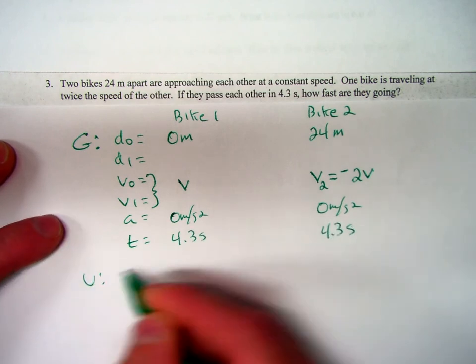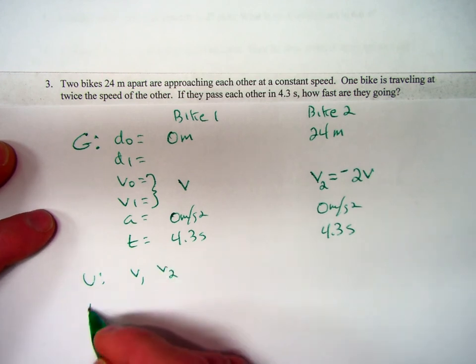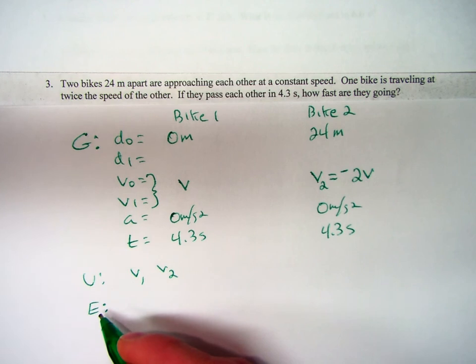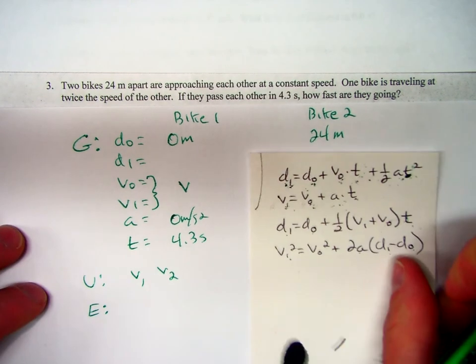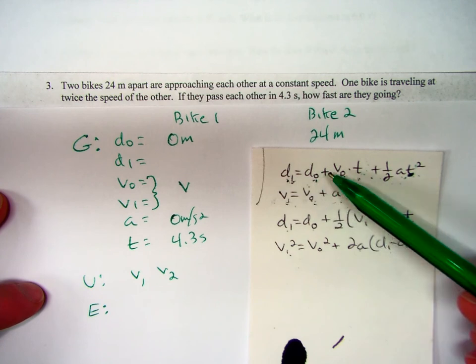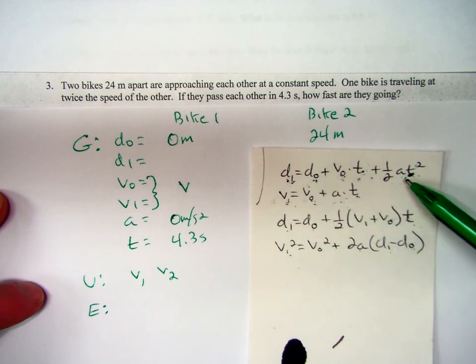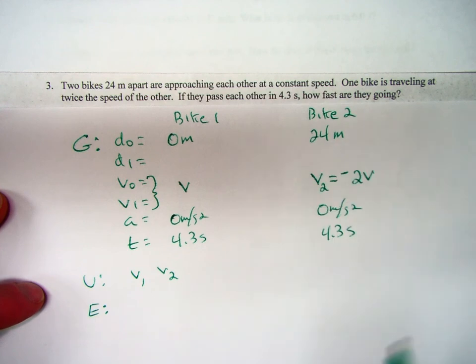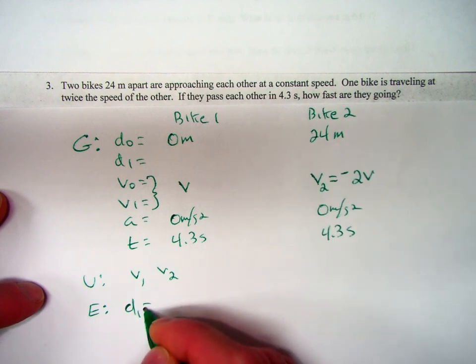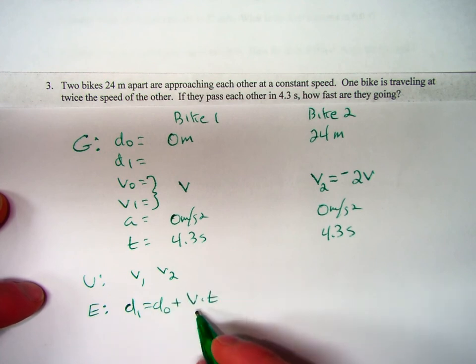Okay, the unknowns, we're looking for V and V2. For our equation, we're going to look at our card here, and I see that my first one works. I'm going to use D1 equals D0 plus V times T. This third term is 0 because A is 0. V is not V0 because it's constant, so it's just V.